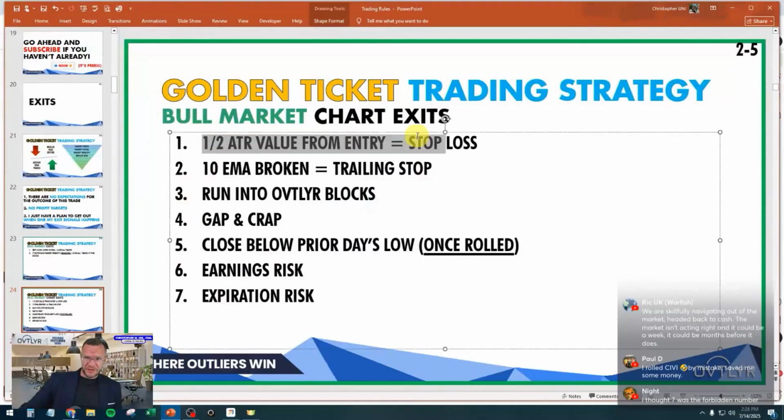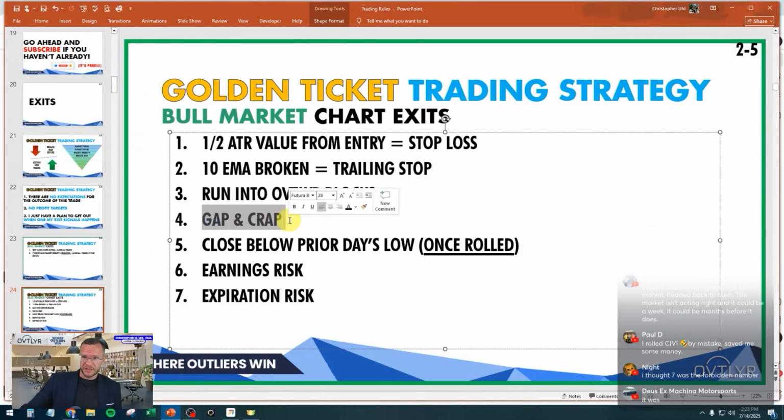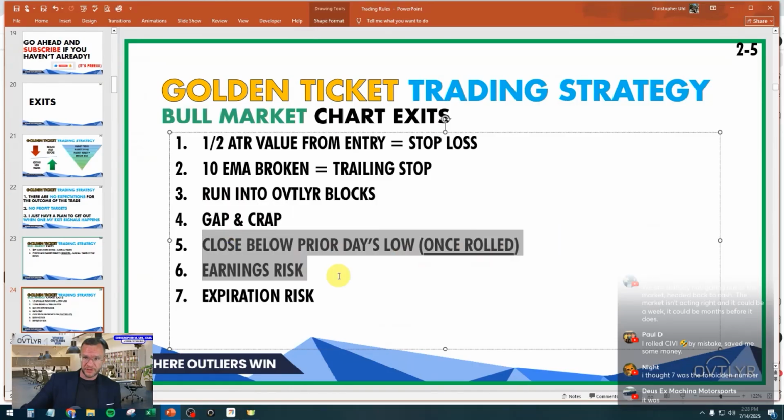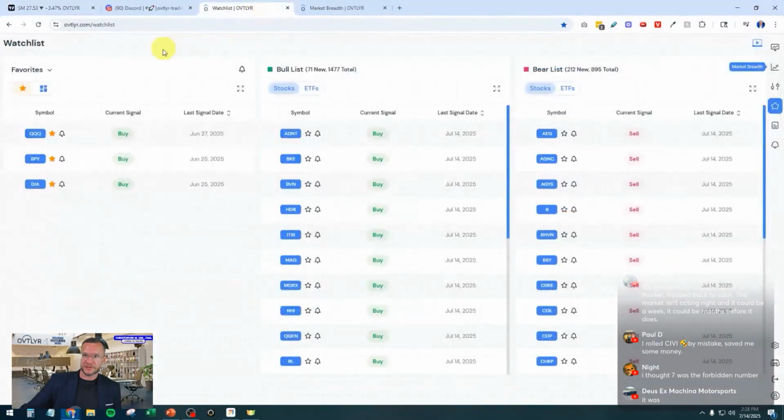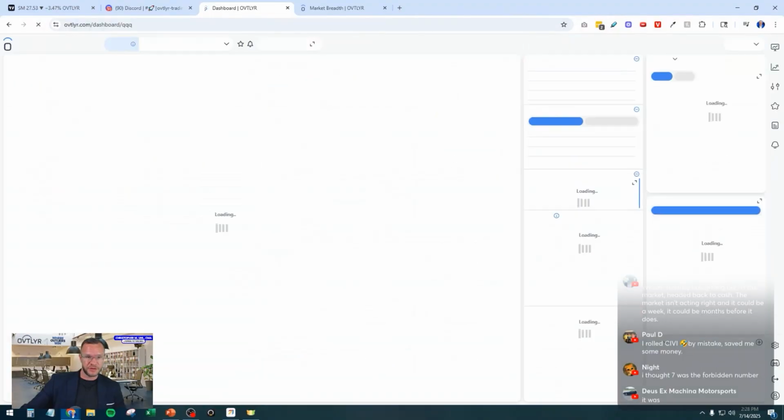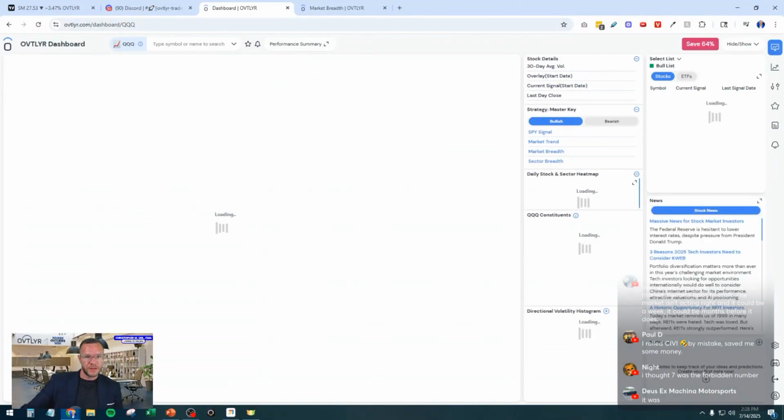Because it's not a half ATR from entry. The 10 EMA is not broken. There's no order blocks. Not a gap and a crap. And we haven't rolled it yet, so we're not worried about that. There's no earnings or expiration risk right here. And we have not hit our heat map targets yet. What are the heat map targets? So let's go over to SM and we'll talk about that.